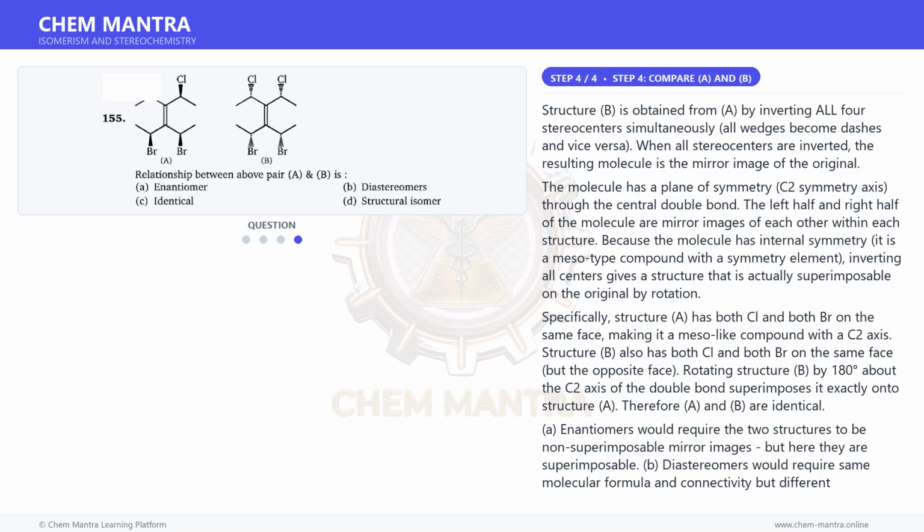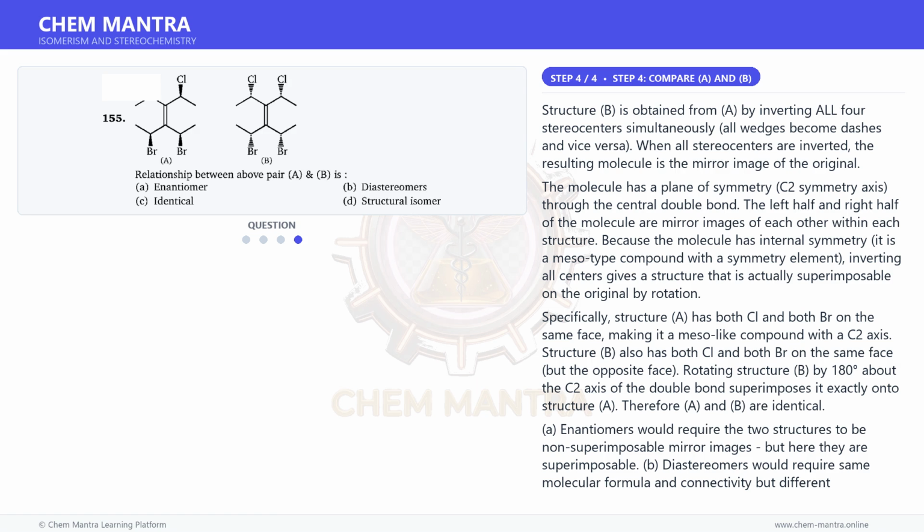C2 axis. Structure B also has both Cl and both Br on the same face, but the opposite face. Rotating structure B by 180 degrees about the C2 axis of the double bond superimposes it exactly onto structure A. Therefore, A and B are identical.